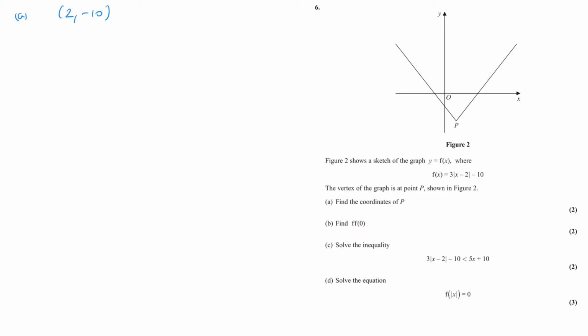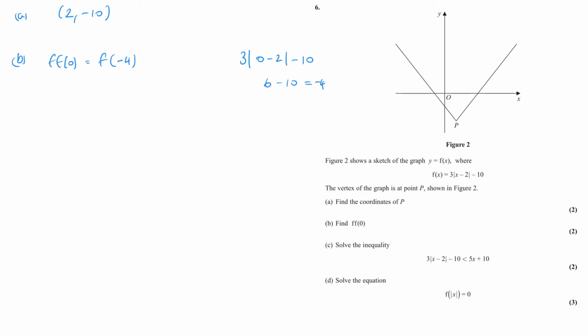Now ff of 0. So part B now, we'll put in ff of 0. So first we want to put 0 into this. So putting the 0 into this will give me, I'll just do it on the side, 3 mod 0 minus 2 minus 10. So minus 2 here, with the modulus sign we'll turn it to a positive 2, times by 3 is 6. So this is 6 minus 10, which is negative 4.